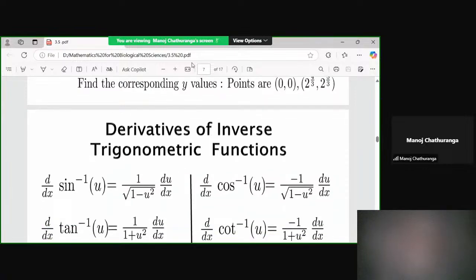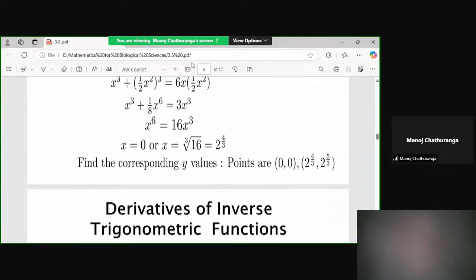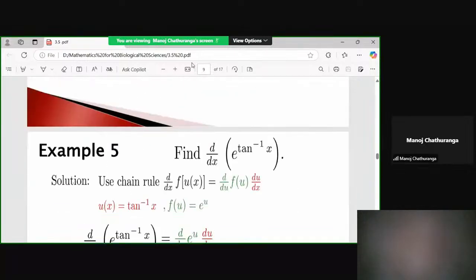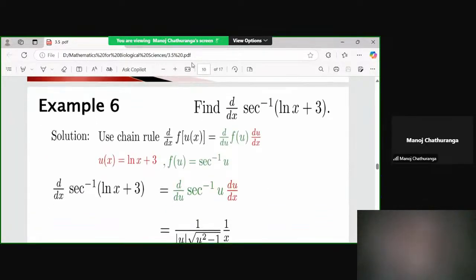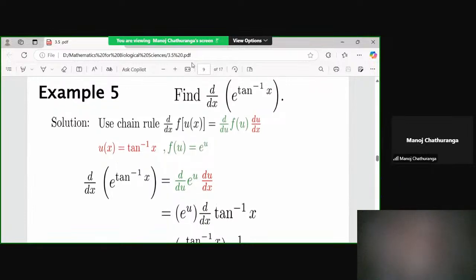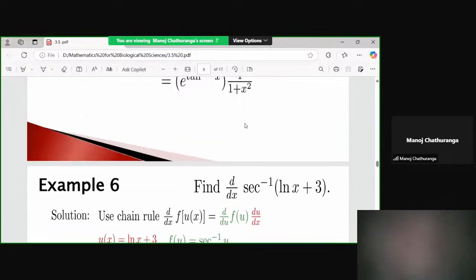All right. Derivatives of inverse trigonometric functions. This is something we have done already, so you can skip that part. Still, there are some interesting examples in that section, and you can go through it. Composing inverse trig functions with other functions in various ways.